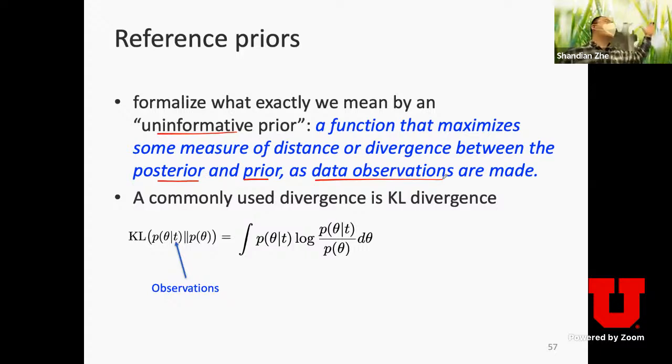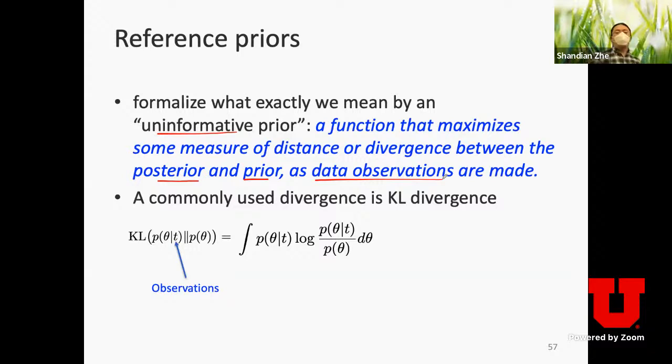If your prior has a strong influence, it should attract the posterior to make it as close as possible. But if I can find a prior function that makes their distance as far as possible, that means the data will take most effect in calculating the posterior.